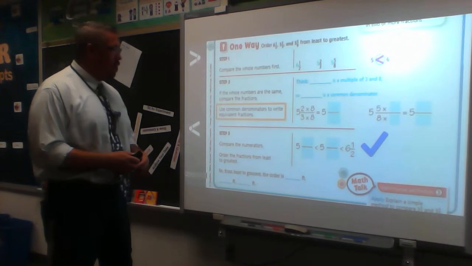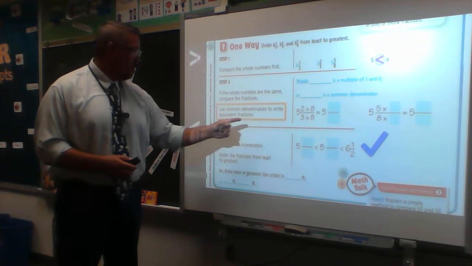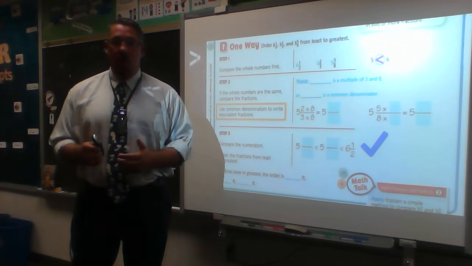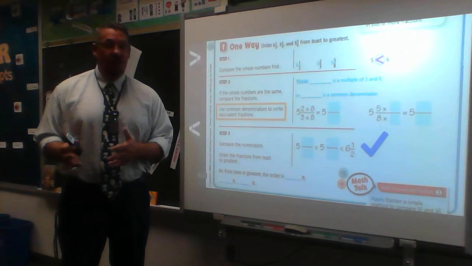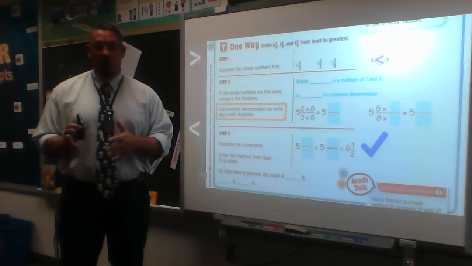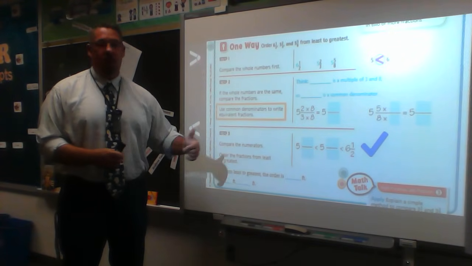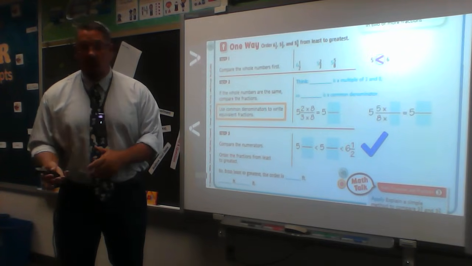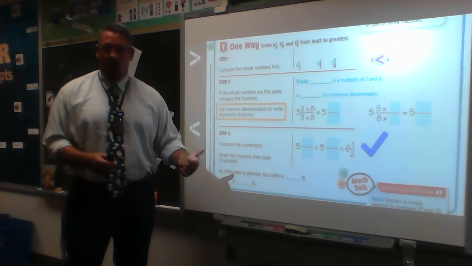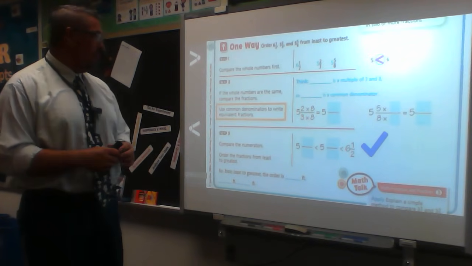On my same denominators, this is a key concept. Having common denominators, the same denominator, we're going to be using several times throughout the year from this point forward. If I'm comparing fractions, I have to have the same denominator. If I'm adding fractions, same denominator. Subtracting fractions, same denominator. That's going to be a key point from this point forward throughout the year.